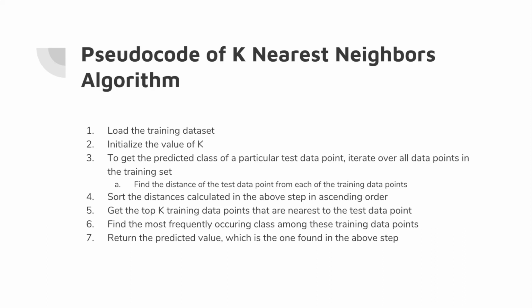Then we have to find the predicted class for the test data point. So what we do is find the Euclidean distance of this test data point from each of the points in the training data set, and then we select the top k data points in the training set which are nearest in terms of Euclidean distance to the test data point. Then from these top k training data points we find the most frequently occurring class, and that class is assigned as the predicted class of this test data point. And this is how this algorithm works.